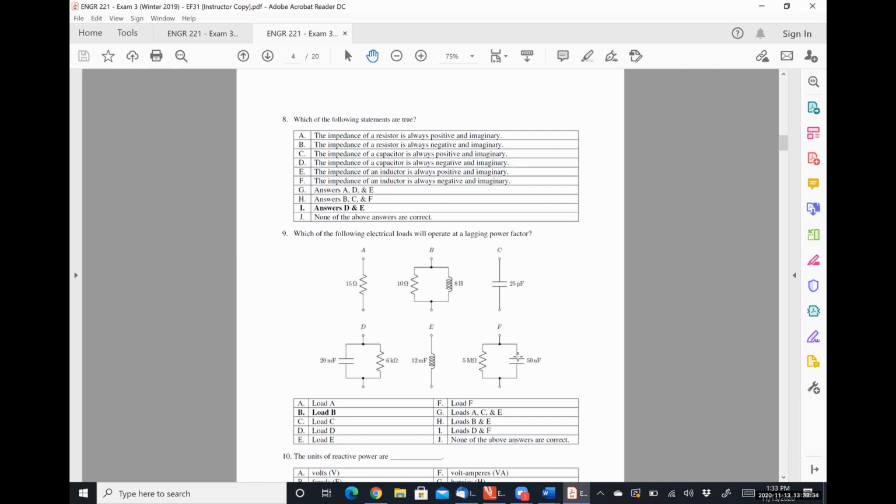Basically, for this problem, the numbers don't matter. Exactly as I just stated a moment ago, if it's a resistor connected to an inductor, it operates with a lagging power factor. If it's a resistor connected to a capacitor, it operates at a leading power factor. And I'm saying that the 30 ohm, none of those matter remotely.